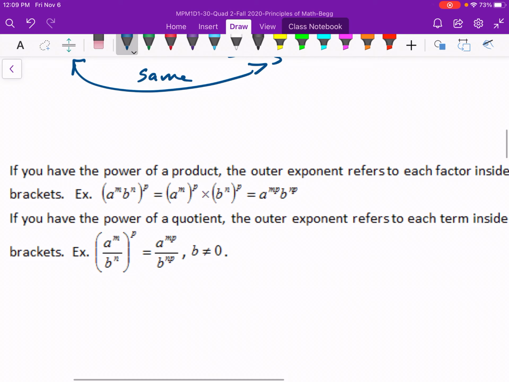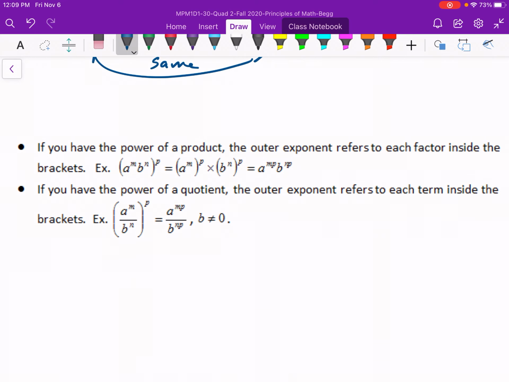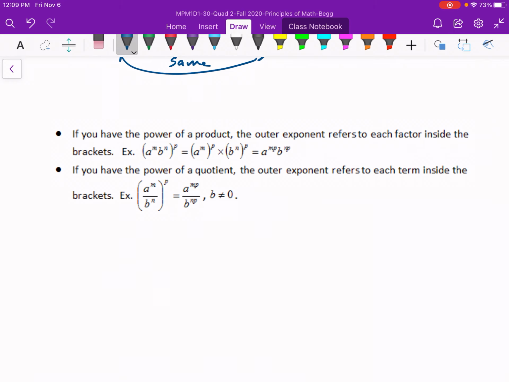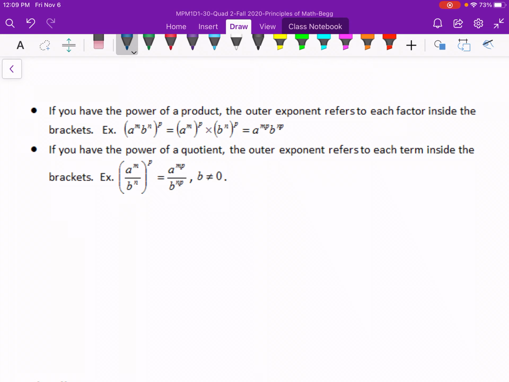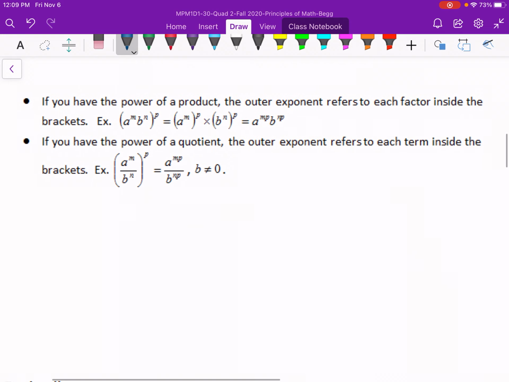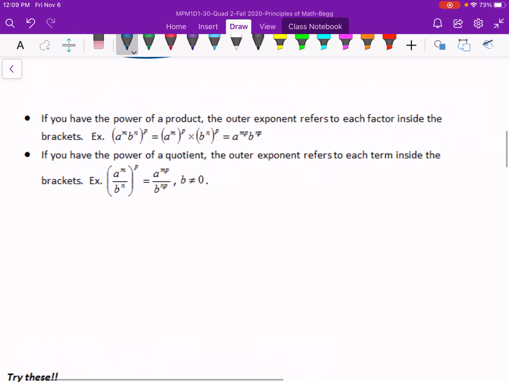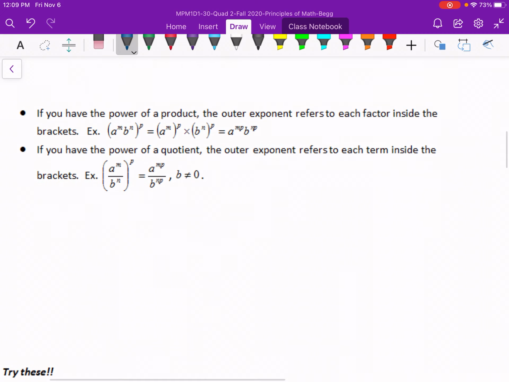Here's some other rules that we need to know. If you have a power of a product, the outer exponent refers to each factor inside the brackets. This is a rule that sometimes gets missed. People forget about this one, even in higher grades. This is a really, really important one. Or actually, both these bullets here are important. I'm going to put a nice red box around them just to make them pop out.